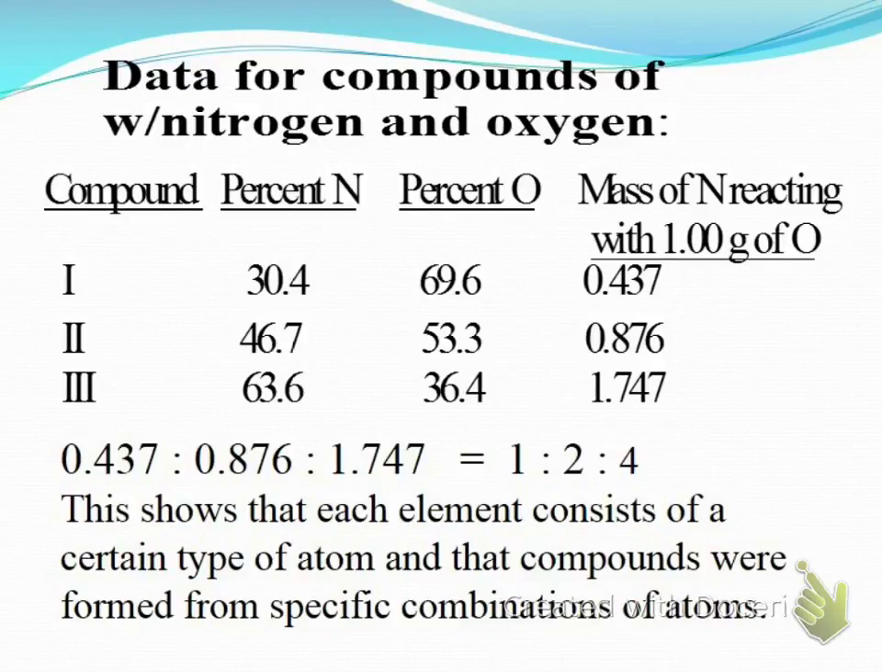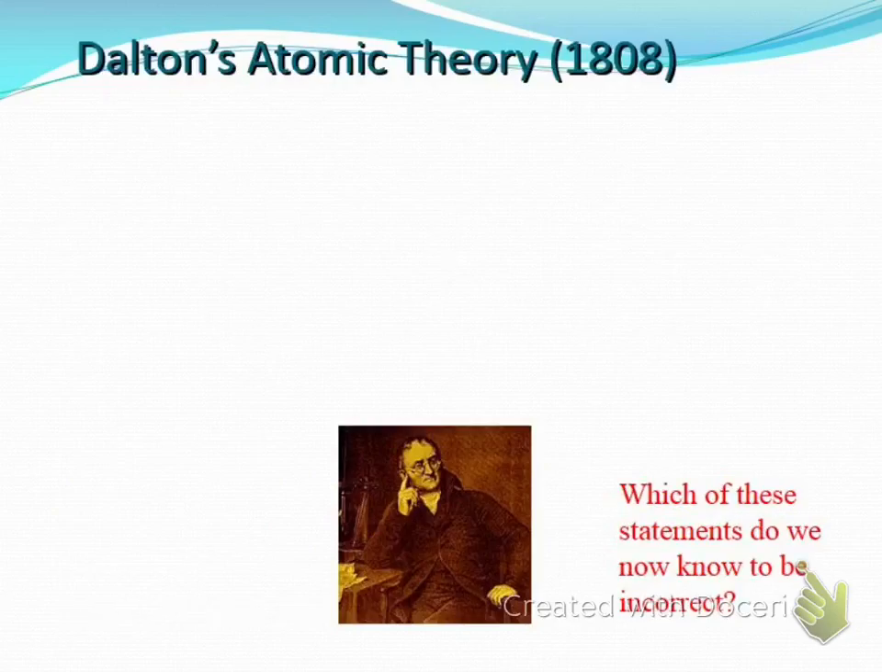This is just some data for compounds of nitrogen and oxygen, showing you the percentages, and it's just showing you that it would be a 1 to 2 to 4 relationship. Okay, those 2 laws, if there was ever a question on them on the exam, it'd be like 1, and as long as you understand those 2 laws, you'd be okay.